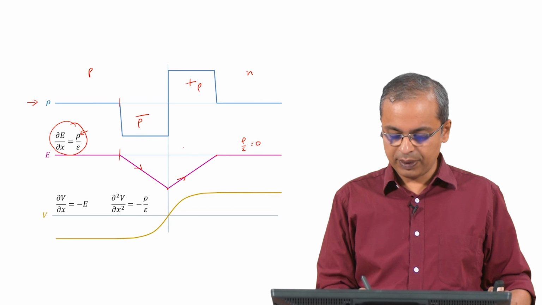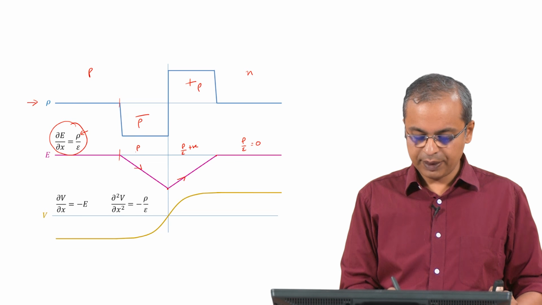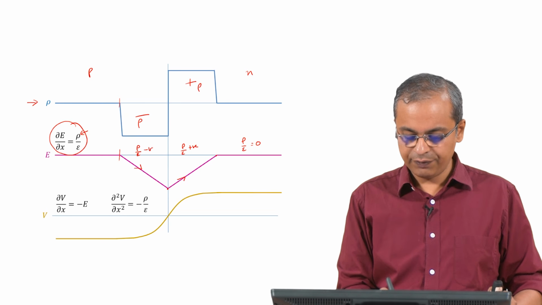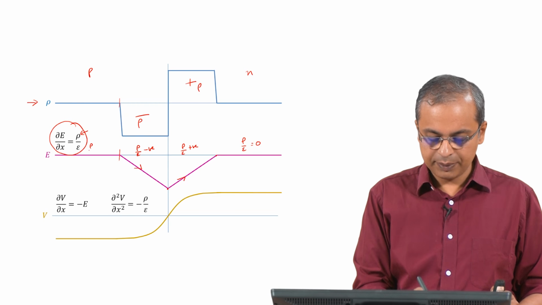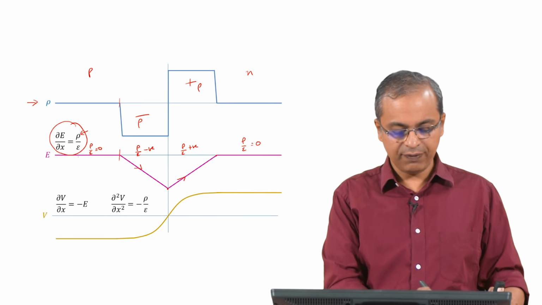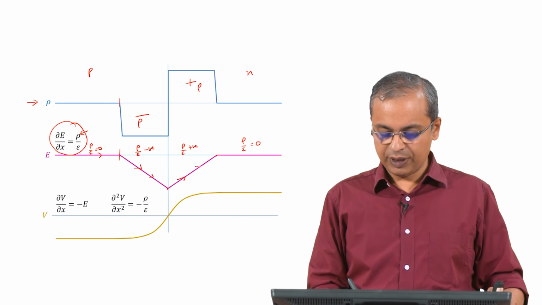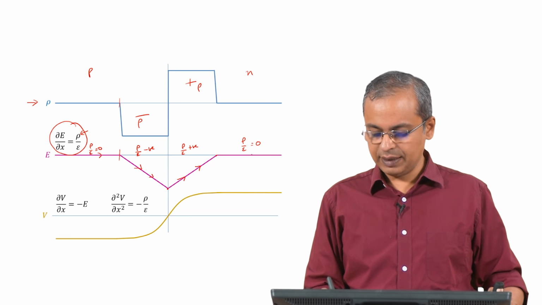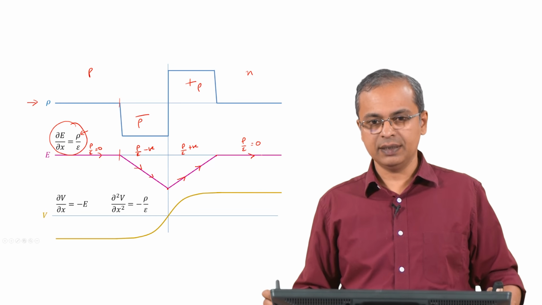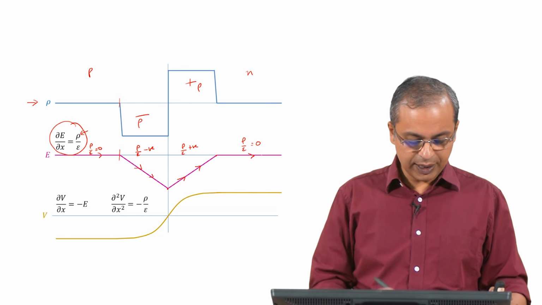So, here rho by epsilon is positive, rho by epsilon negative, rho by epsilon 0. Okay. So, because it is 0, you have a flat line here; it is negative, so you have a negative slope; it is positive, so you have a positive slope; and it is 0, so again you have a flat line here. So, this is basically the behavior we see.